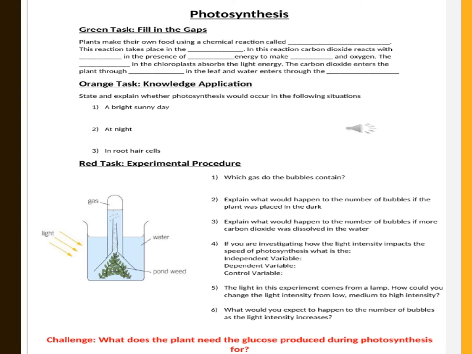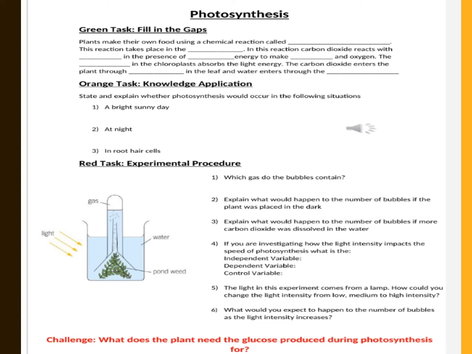Then the dash in the chloroplast absorbs the light energy. The chlorophyll, green pigment, absorbs the light energy. The carbon dioxide enters the plant through dash. Carbon dioxide enters from stomata in the leaf, and water enters through the root and root hairs. You have to fill these blanks.